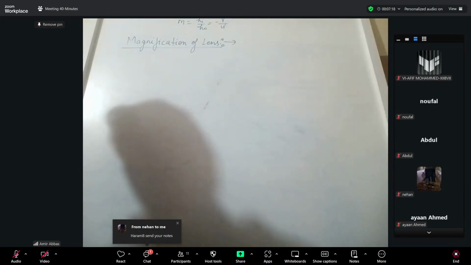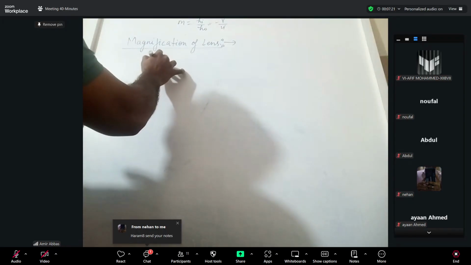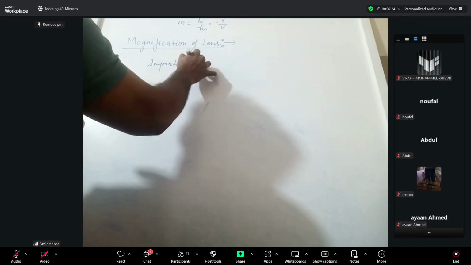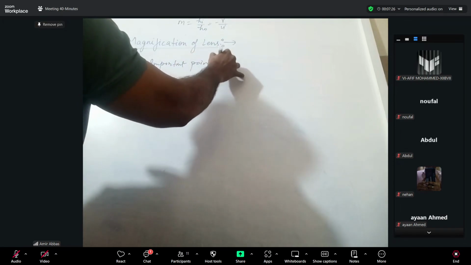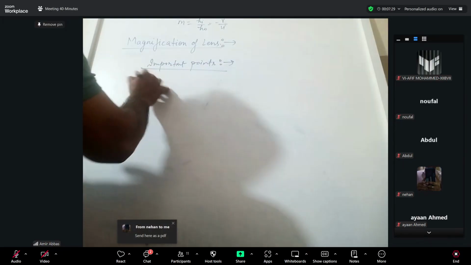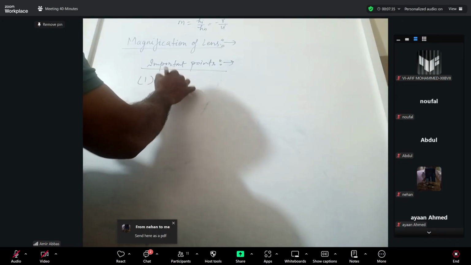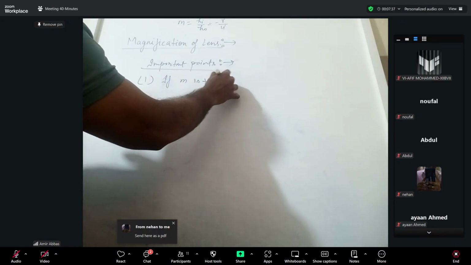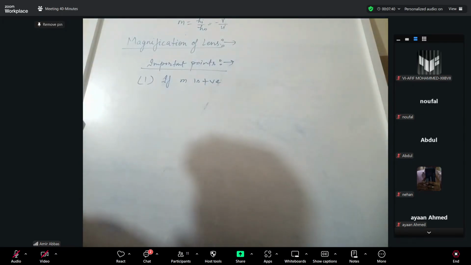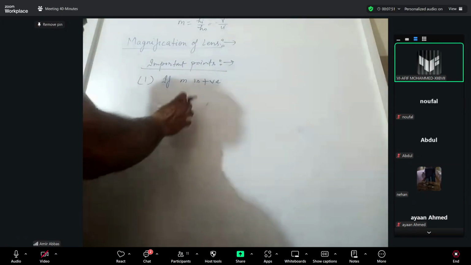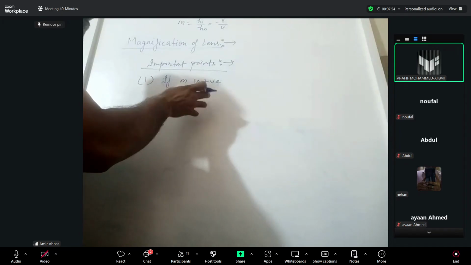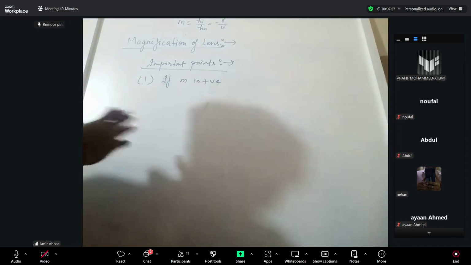What are the information that we will get? Right, important points. First, if M is positive, what does it mean? If M is positive, then the image is enlarged. Enlarged is decided by the value of M, whether it is greater than or less than or equal to 1.